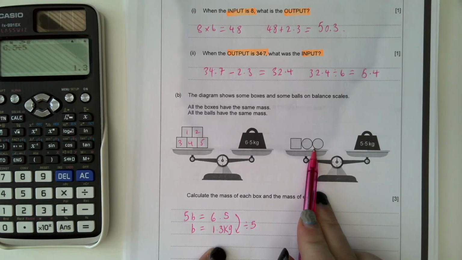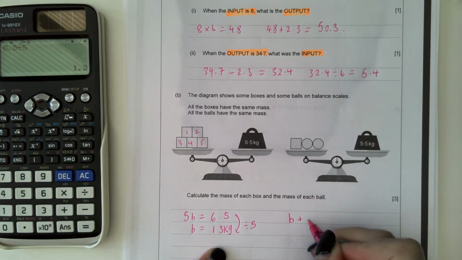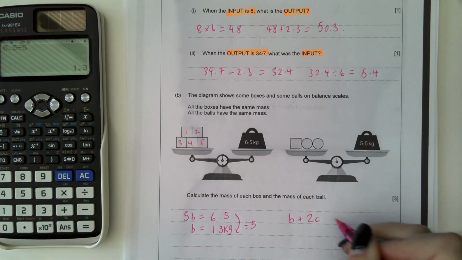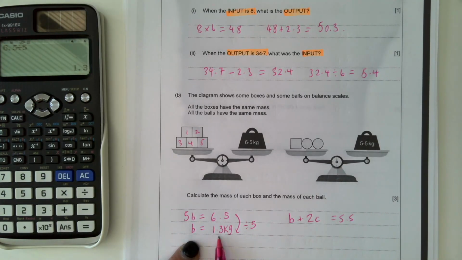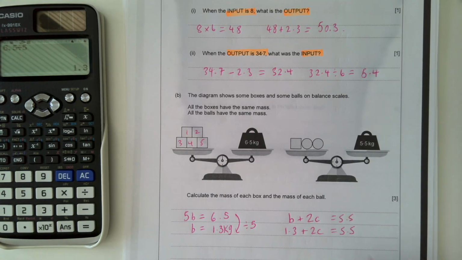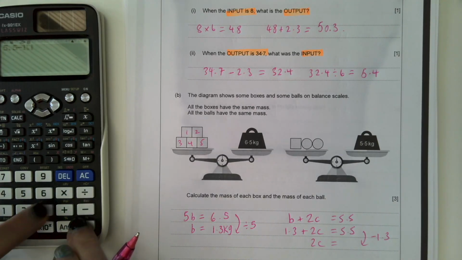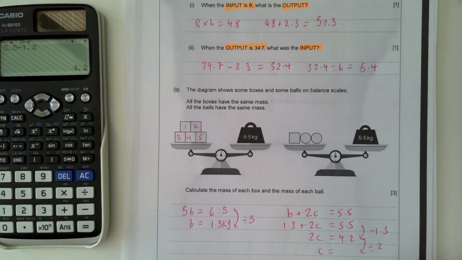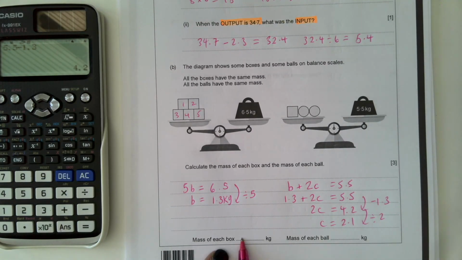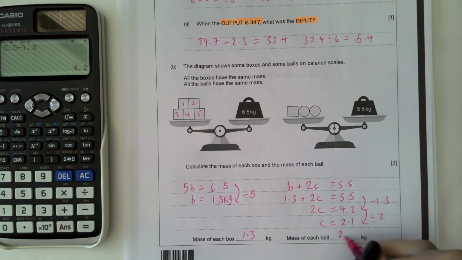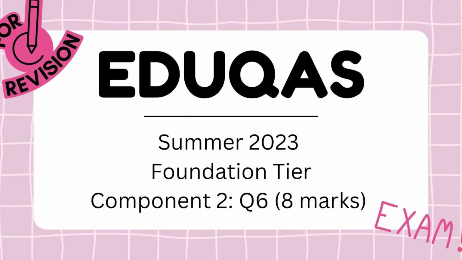Now let's equate this scale. So we've got one box plus 2 balls. Let's call the balls C. Bit weird, but we're going to do it. They equal 5.5. Now we know that a box is equal to 1.3, so we're going to replace the box with the 1.3. Now I'm going to subtract 1.3. And then we're going to divide by 2. So the mass of each box is 1.3 kilograms and the mass of each ball is 2.1 kilograms.